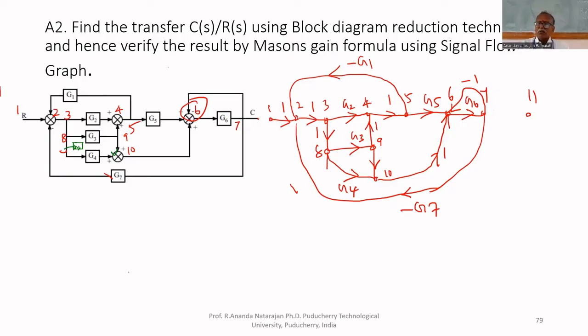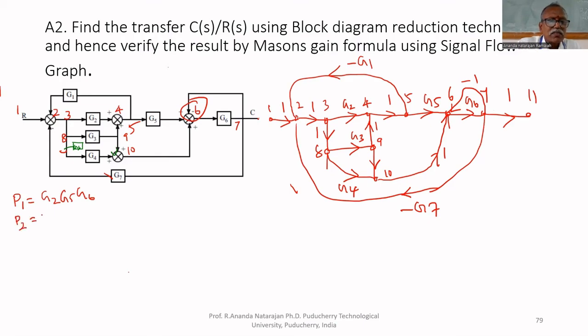Now, how many forward paths to reach from 1 to 11? This is gain 1. How many forward paths are there? P1 equal to 1, 2, 3, 4, 5, 6, 7, 11. So what are the gains? G2, G5, G6. Then any other forward path you can come. Any deviation is there, you have to notice. At 3, you can come down. So you can go to 8, then 9, then 4.